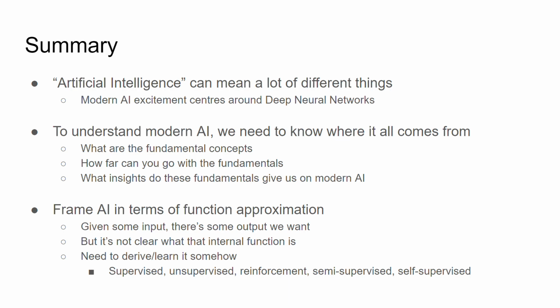We're going to talk more about the course. And then we're also going to want to say, what insights do these fundamentals give us on what's going on in modern AI? And the way that we're going to approach all of this throughout the course is we're going to frame a lot of these AI tasks in terms of function approximation. Given some input, there's some output we want, but we don't really know what that internal function is. We've got to derive it, learn it somehow, and there's going to be a whole bunch of different techniques, depending on whether we're in a situation that is supervised, unsupervised, reinforcement learning, semi-supervised, and so on.